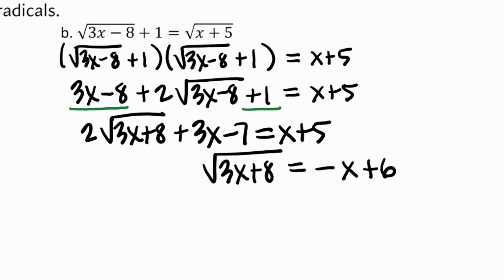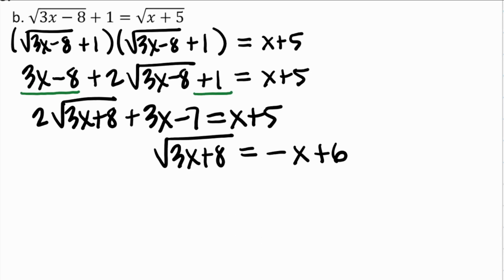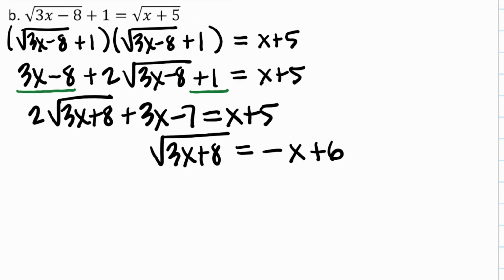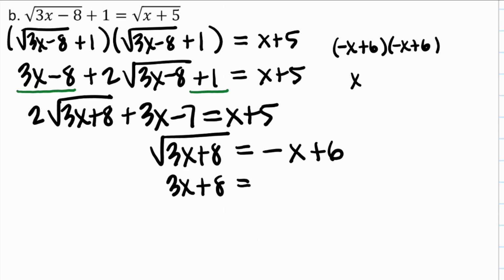Starting to run out of room here. And now I'm going to square both sides, like I've done in another video. So it's going to be 3x minus 8 equals the square of negative x plus 6. So negative x plus 6 times negative x plus 6. I'm going to have positive x squared, negative 12x, and positive 36.